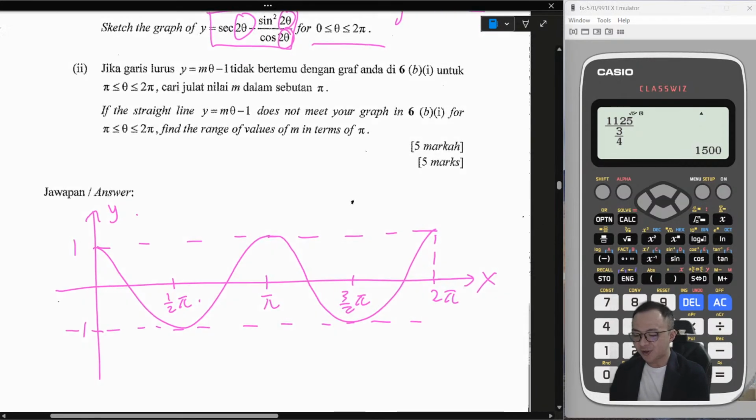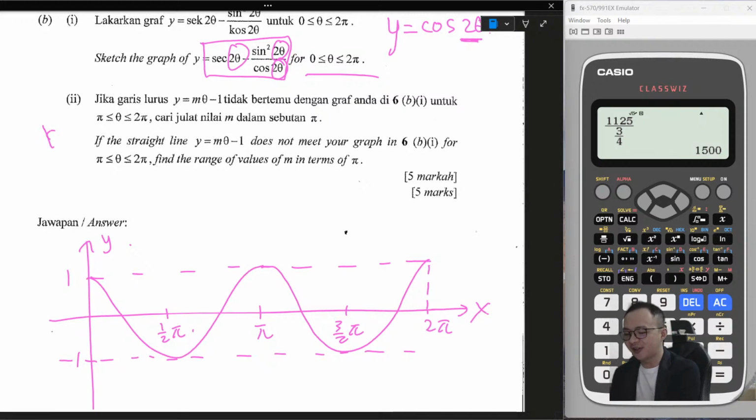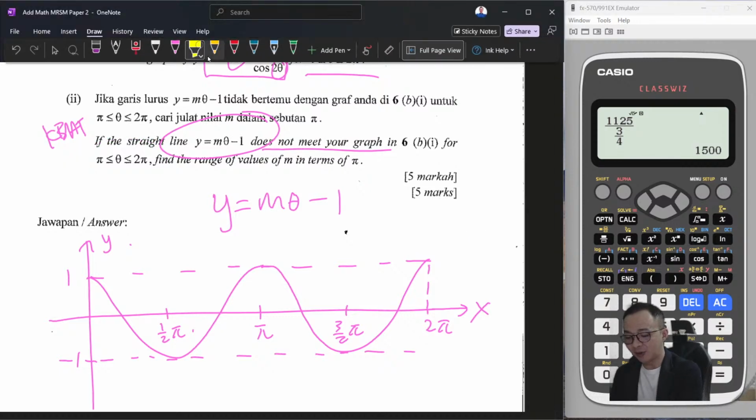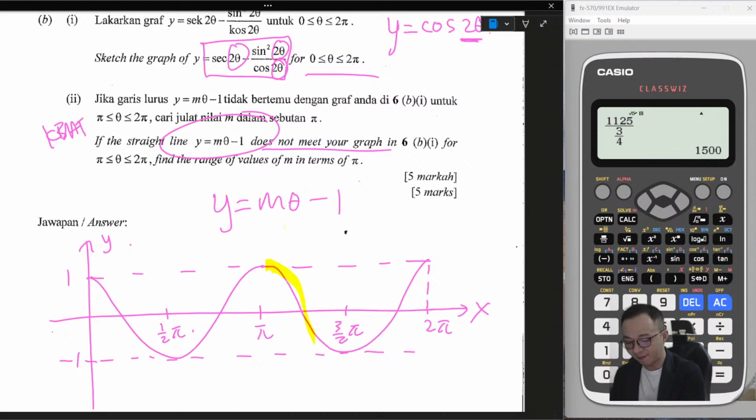Okay, so then it's a straight line. This one definitely is a bit of a killer. So right now you have a straight line y equals mx plus c, but they are m theta minus 1. And then they say it does not meet your graph for pi to 2 pi. So right now they are talking about they don't want to meet here, from pi to 2 pi, right? They are talking about this part of the graph.